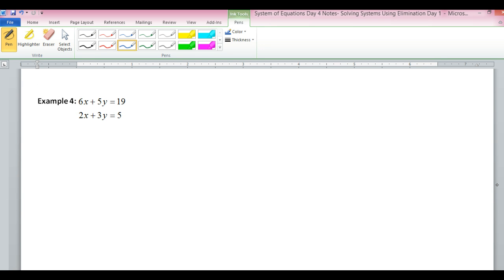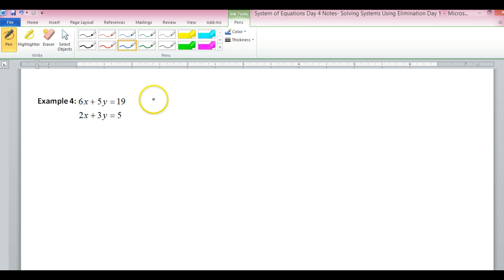Alright, example 4. If I look at this, are both my equations in standard form? Yes. But although they're in standard form, do I have opposite coefficients? No. So what's the easiest variable in our equation to multiply to create those opposite coefficients? Well, if I multiply the top number by some number, can I multiply 6 by some number to get 2? Or 5 by some number to get 3? No.